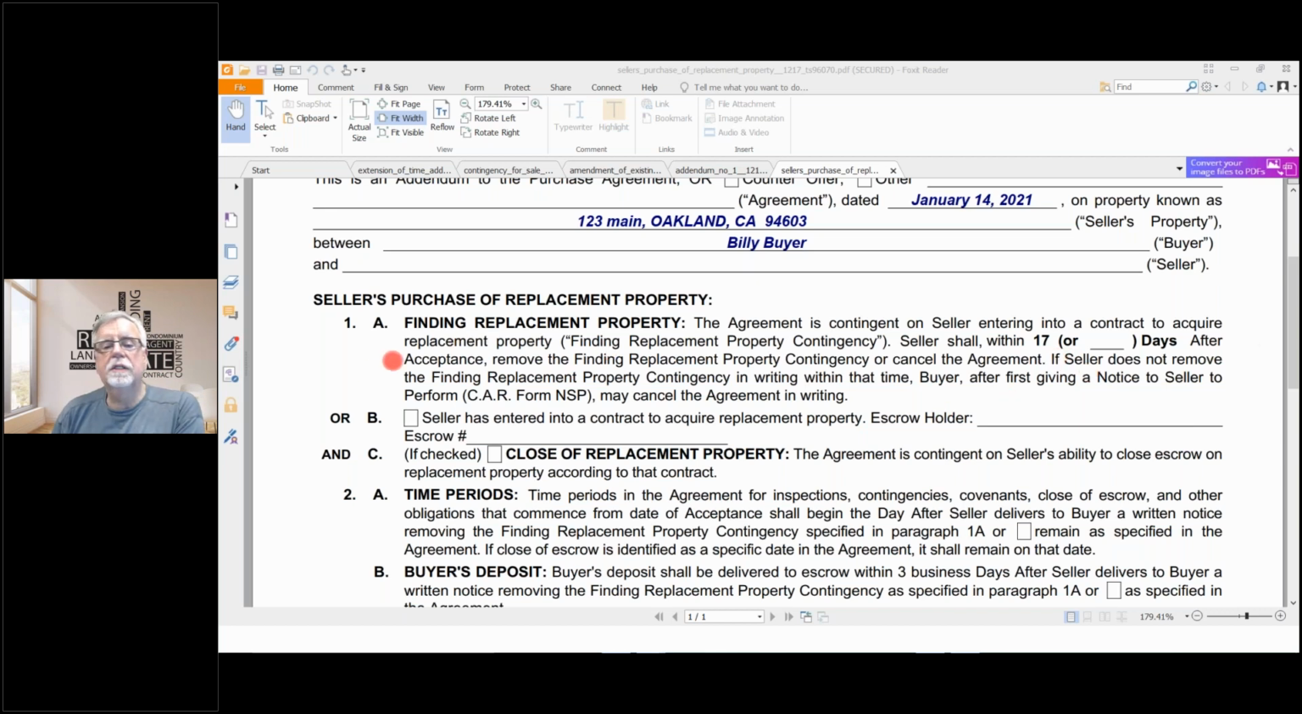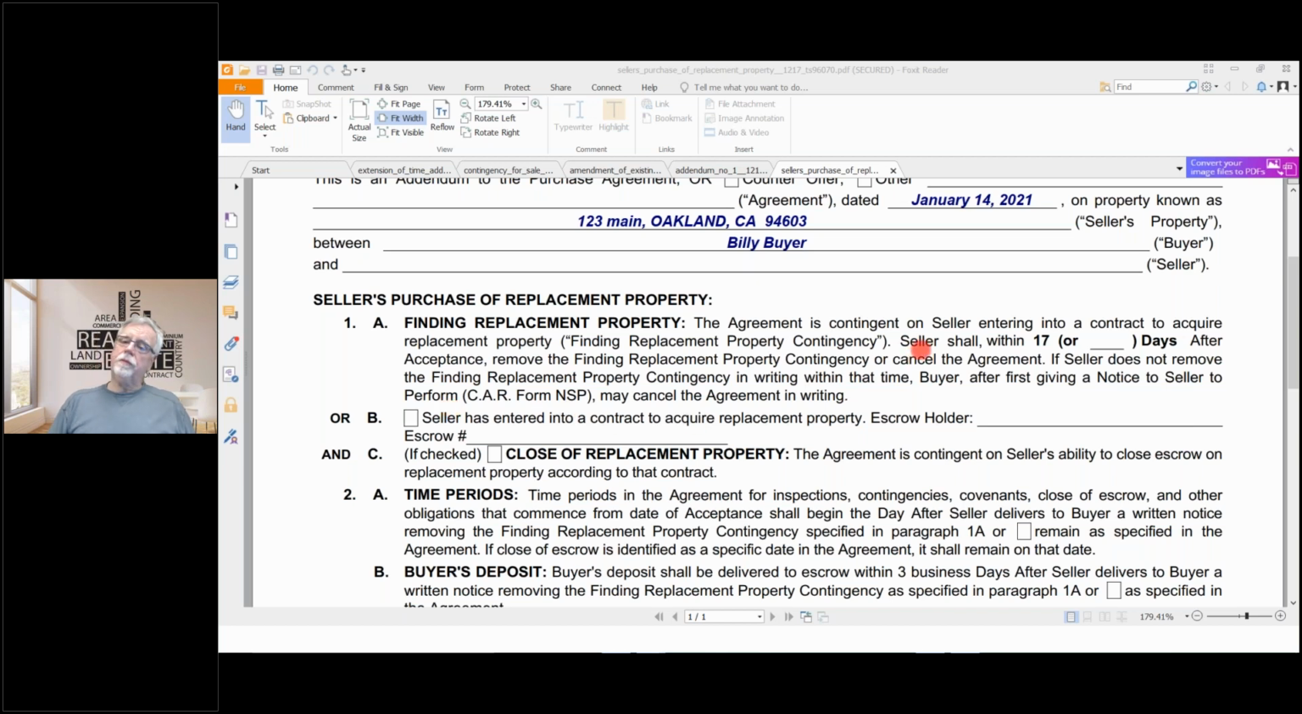If seller does not remove the finding replacement property contingency in writing within that time, buyer, after first giving notice to seller to perform, which requires 2 days, and if it falls on a holiday or a weekend, it rolls over to the next business day, can cancel it in writing.